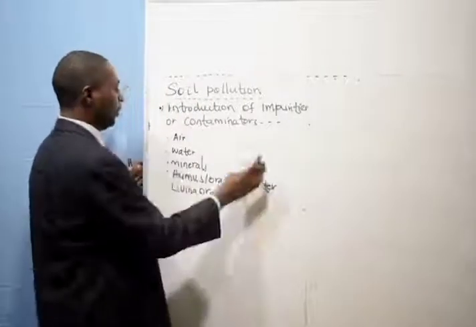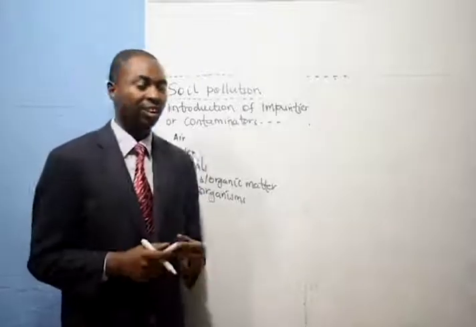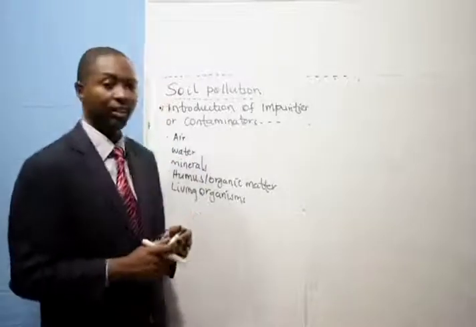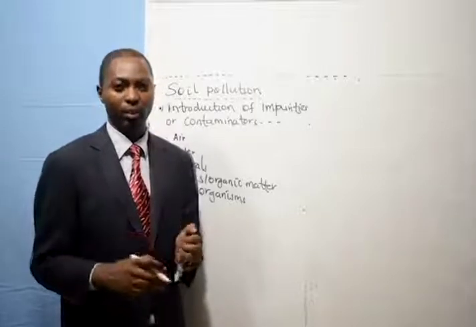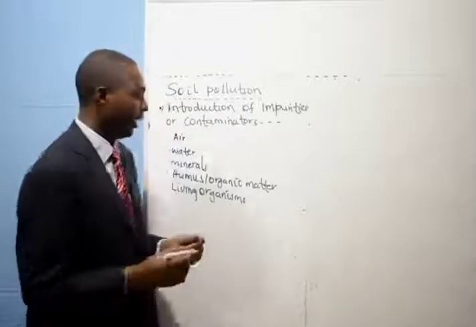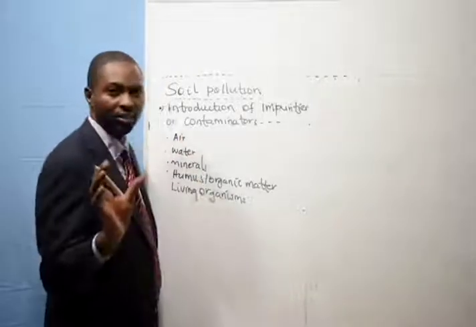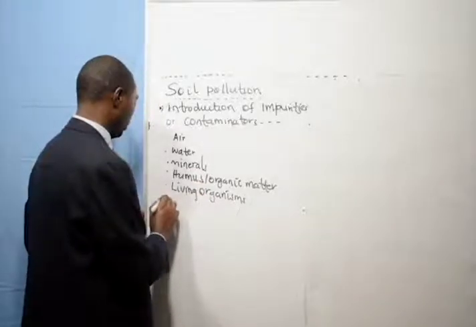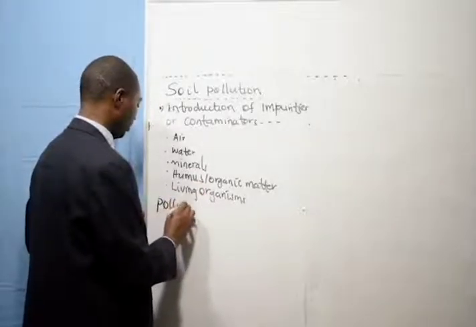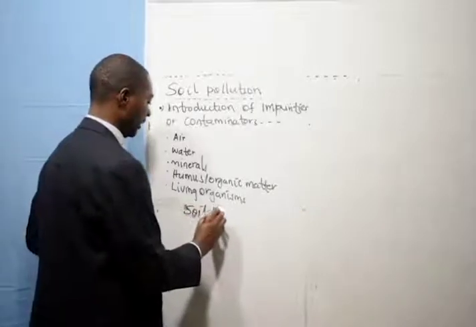When the soil loses the organic matter, we say that soil has lost fertility. Fertility is the ability of the soil to give high yields over a long period of time. And what are these things that are likely to affect the composition and the fertility? What are these soil pollutants?